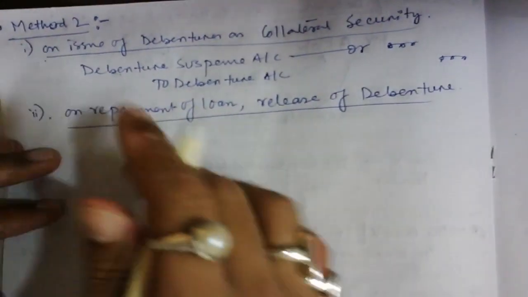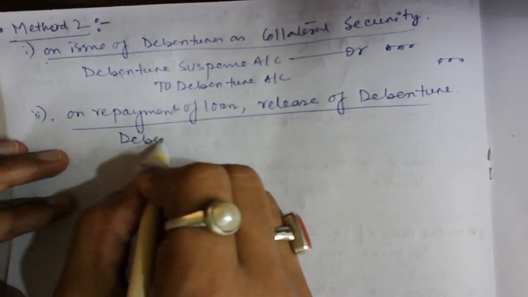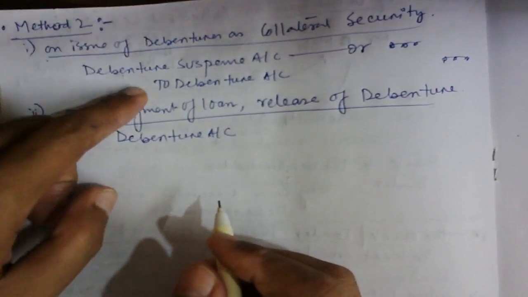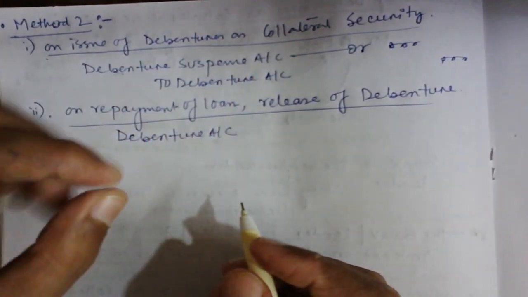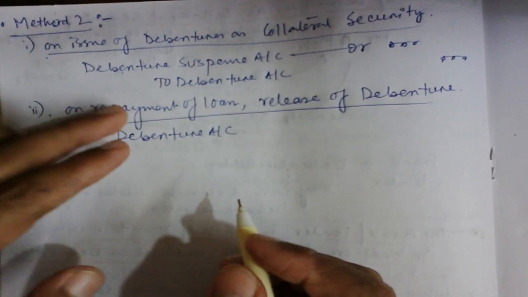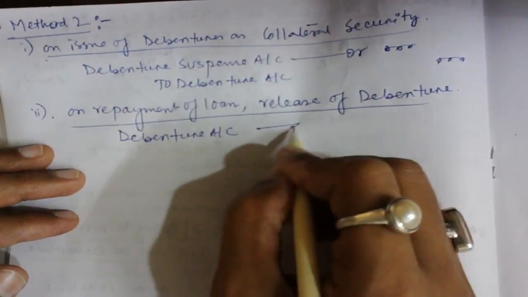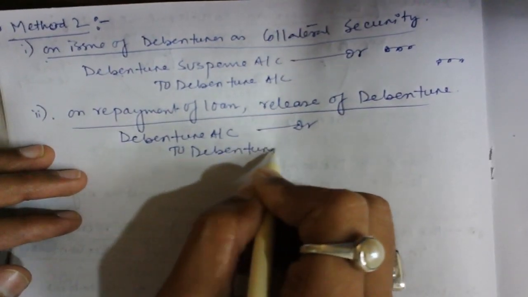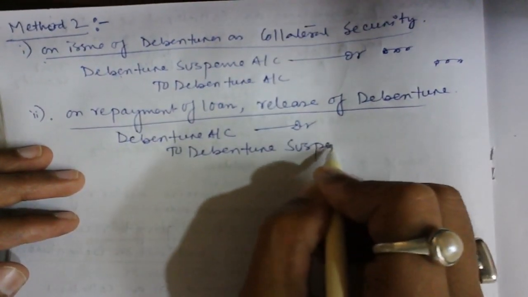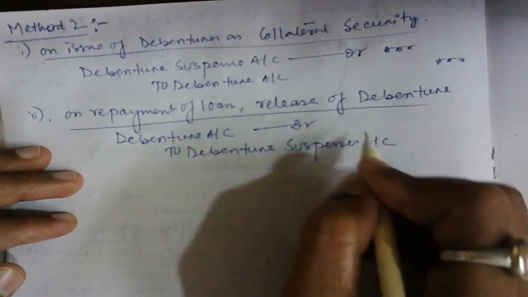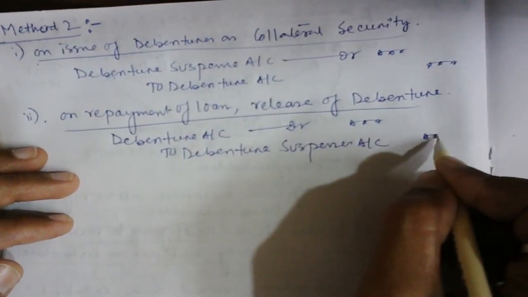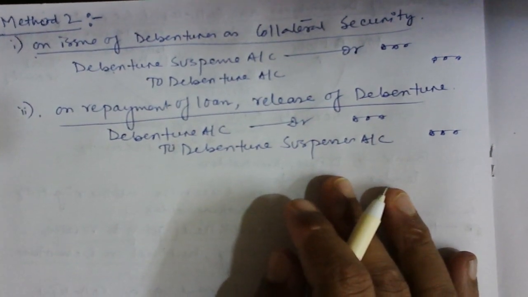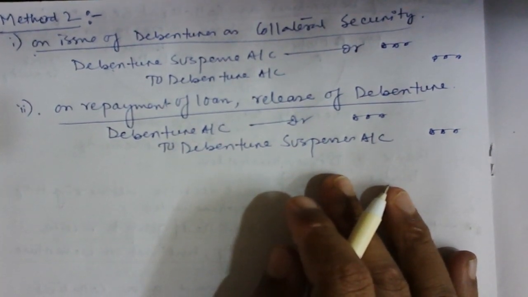So here you can write debenture account debit. See, when we issue the debenture, we create suspense to debenture. Now we are cancelling the debentures because we have repaid the loan. So debenture account debit, make a reverse entry. Everything gets cancelled in the books. Done, sir. Completed. We just make a cancellation of that entry.